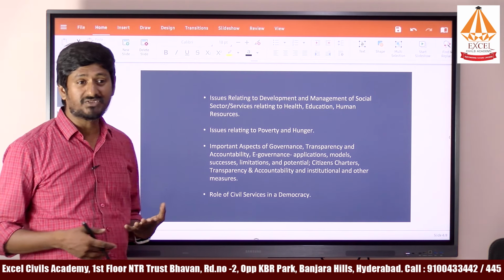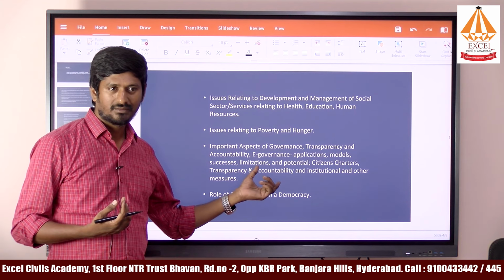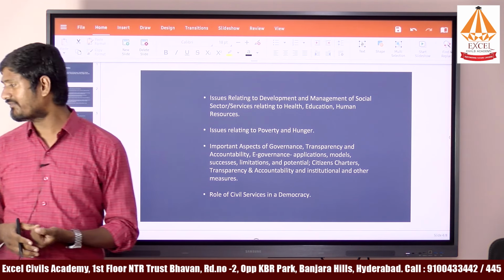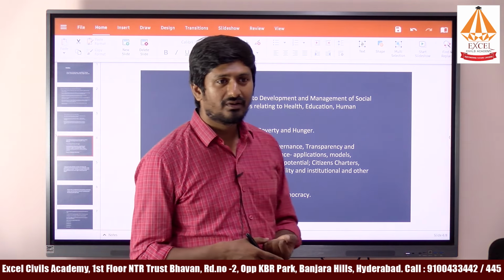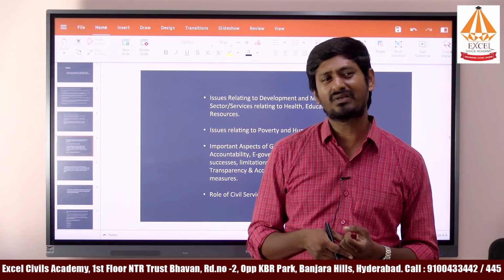Transparency. How the government has to function. Transparency, accountability, e-governance. Because what kind of legacy have we inherited from British rule? Unaccountable bureaucracy. Unaccountable bureaucracy. See how the bureaucracy is.